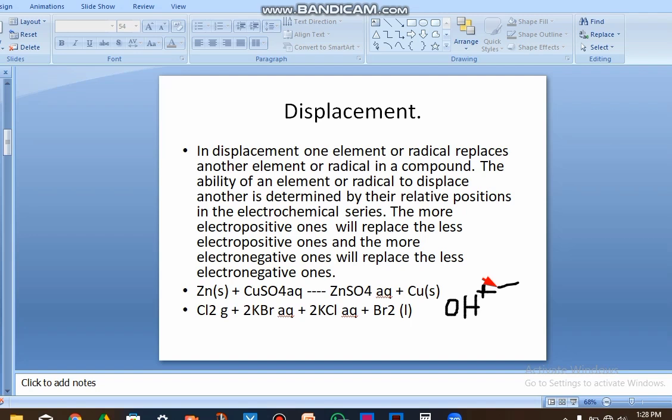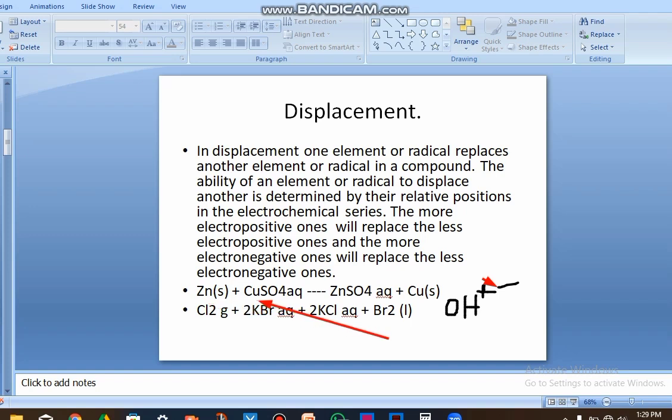So in a chemical reaction, the more positive ones are the strongest, so they can replace the other ones. Meaning that those less electropositive ones cannot replace the more electropositive ones. So take note. Also, the more electronegative ones can replace the less electronegative ones. Are you getting it now? Okay, let's continue. So the more electropositive ones will replace the less electropositive ones. I just explained this. Look at the example now.